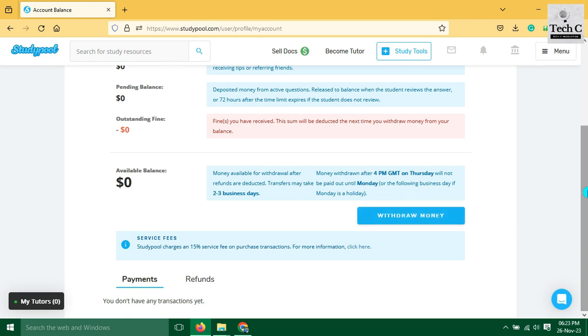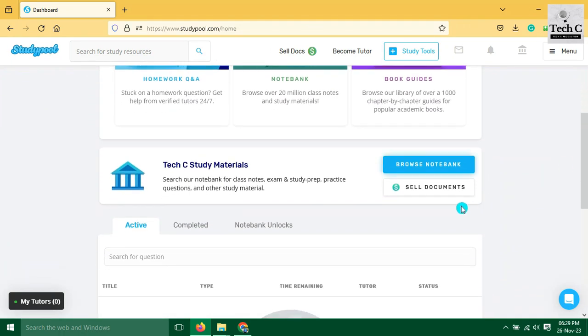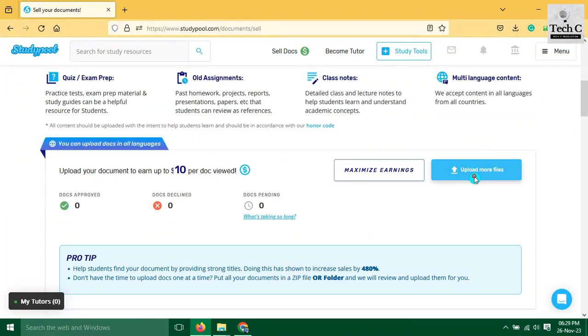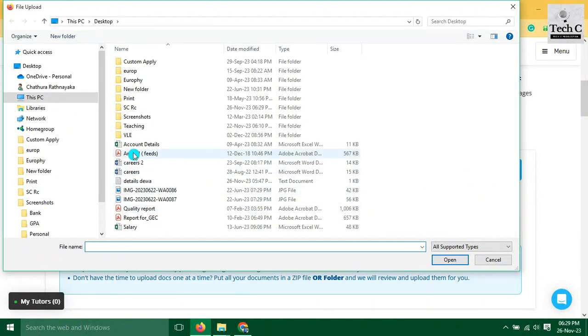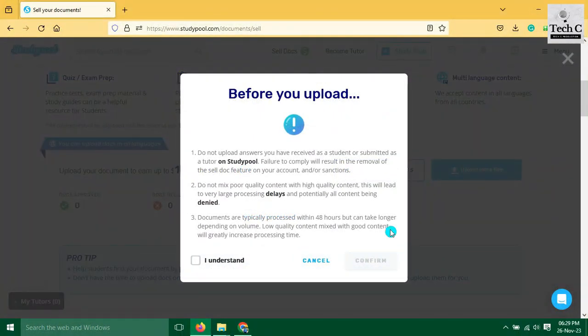First, you sign up, then create a profile, and next verify your credentials. Then you can upload PDFs. Then you can provide quality solutions, build a reputation, and stay active. Set competitive prices, follow Studypool policies. Then you can earn money from Studypool.